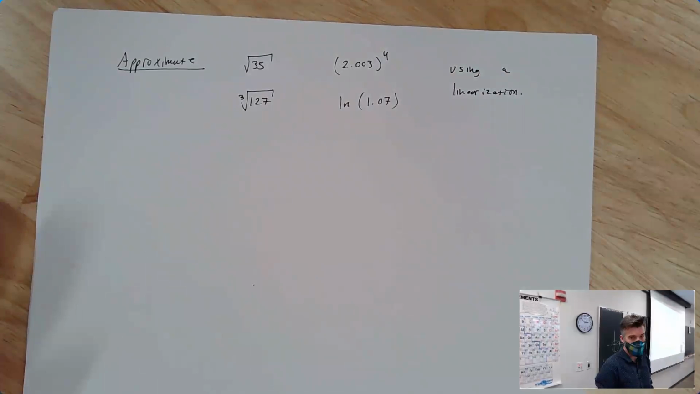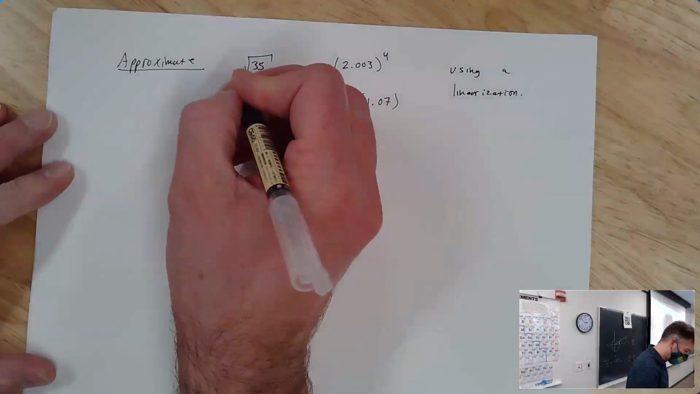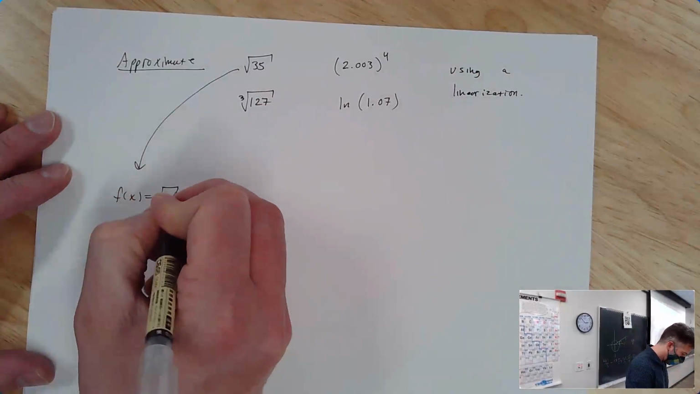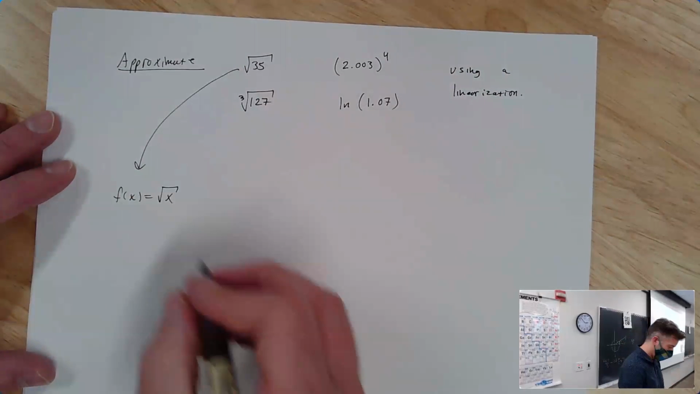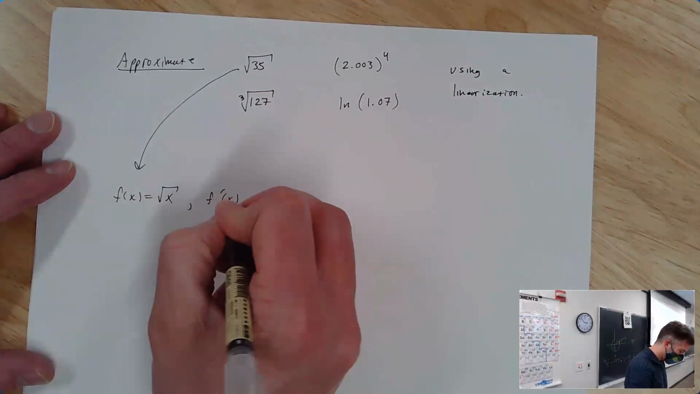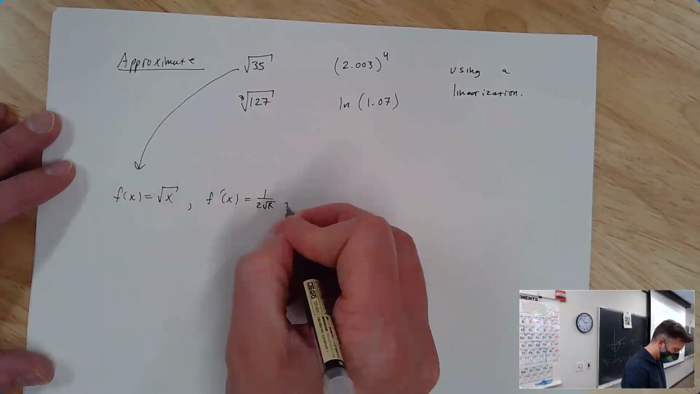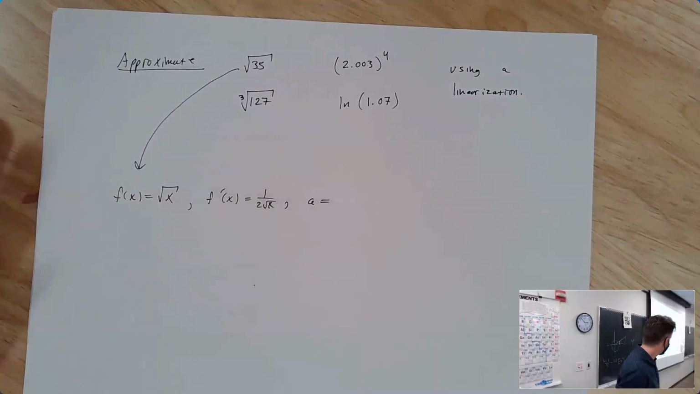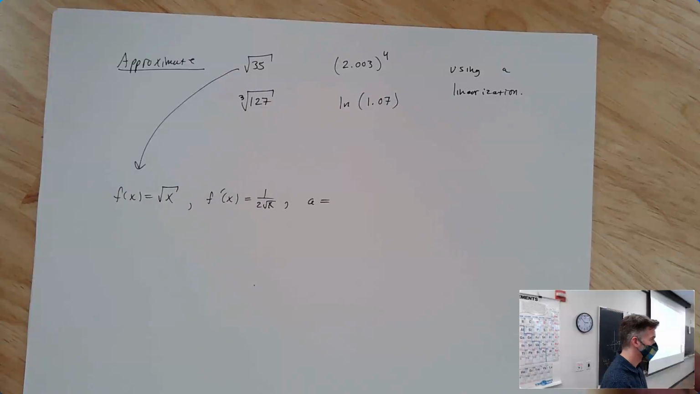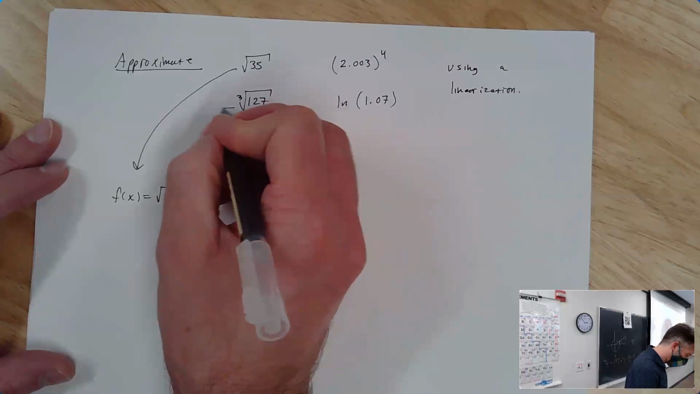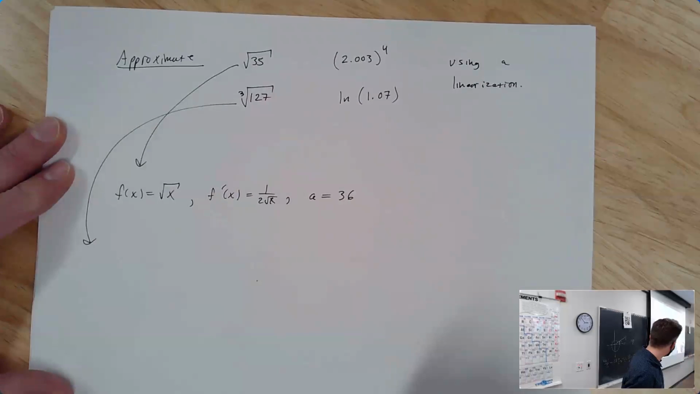So we'll do one of them, but what I want to do first is actually show you for each of them kind of what you would do. So for this one here, our function would be the square root of x. We'd find the derivative. And more importantly, we'd find the a value. What's the value of a that's close to 35? It's easy to plug into the function. 36. All right, for this next one here, don't worry, we'll actually do some of these.